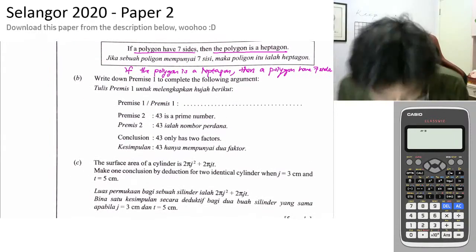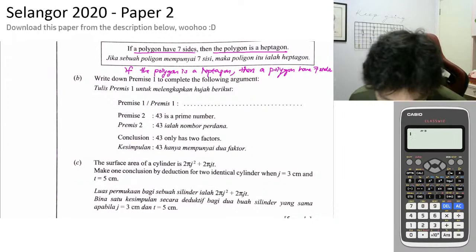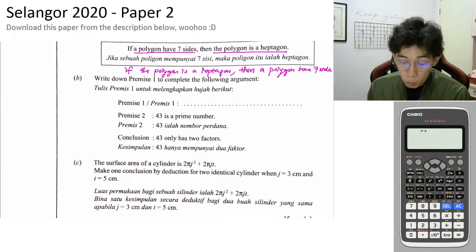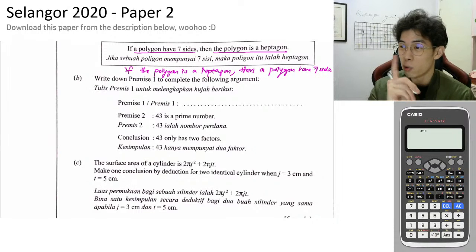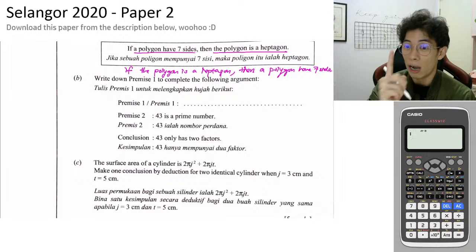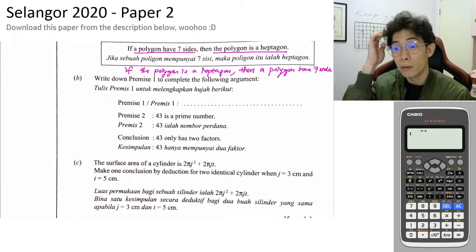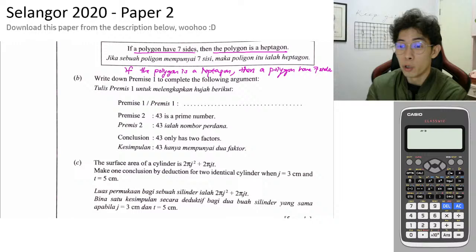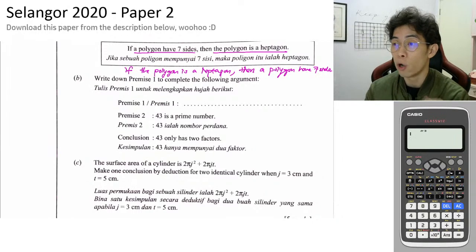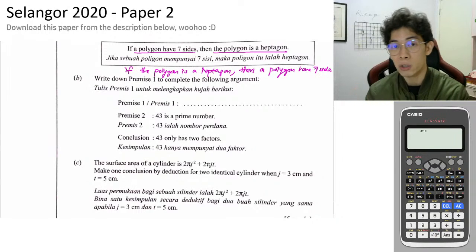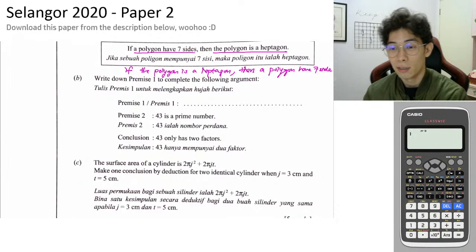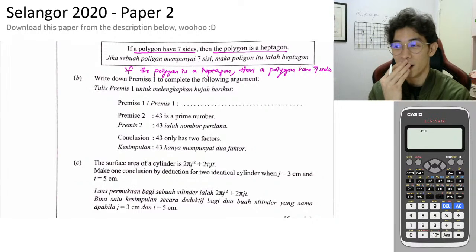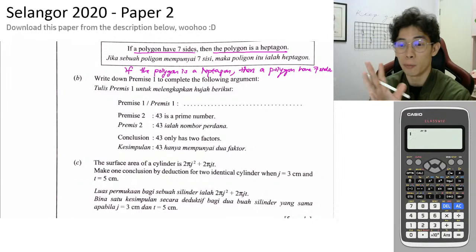Okay everyone, Question B. This one I also didn't do it. Write down premise 1. This question is not the usual one, you know why? Because normally they ask you about premise 2, premise 3. You've touched it already, right? You can just put it away. Don't treat it as your normal exam.